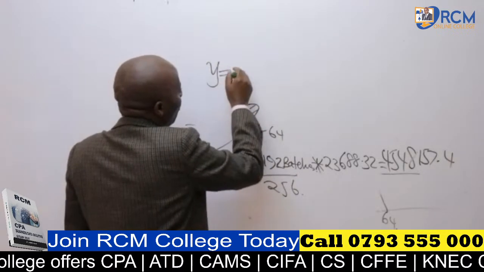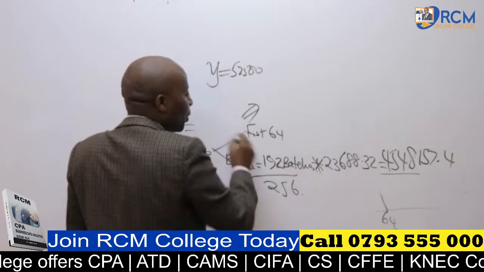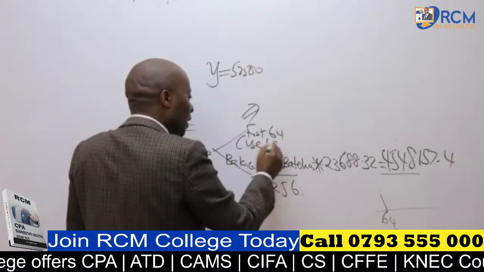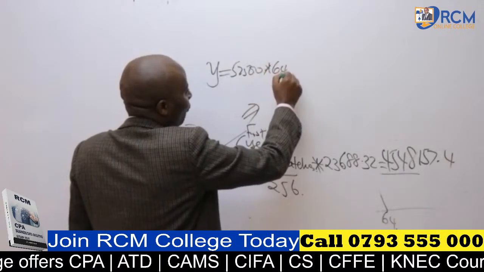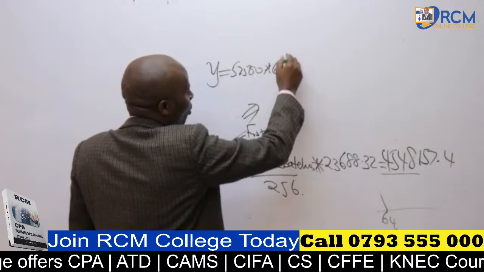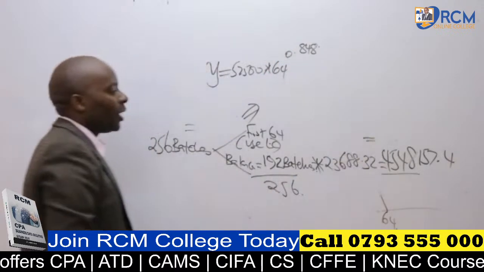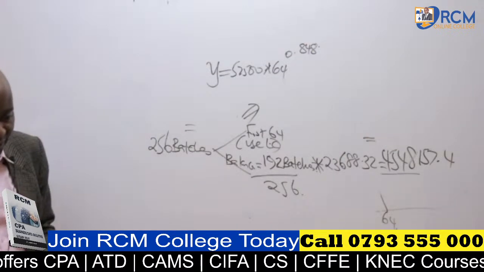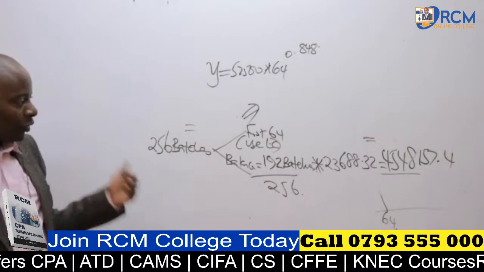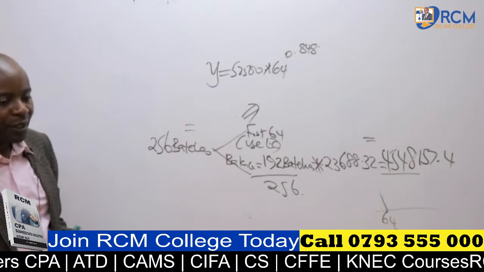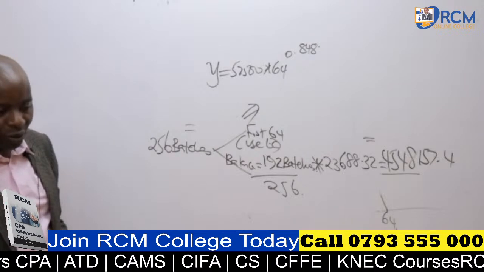So we have here y equals 52,500. You're saying that this one uses LC, learning curve. So it'll be 52,500 times 64 raised to 0.848 like that. Somebody give me this figure, kindly. Give me the labor cost of the first 64. What do we have there?